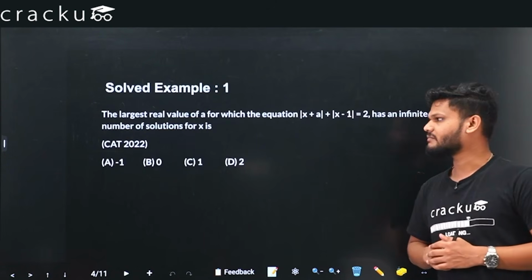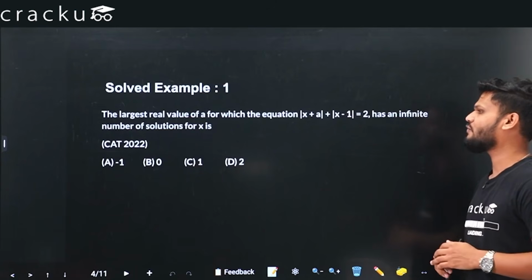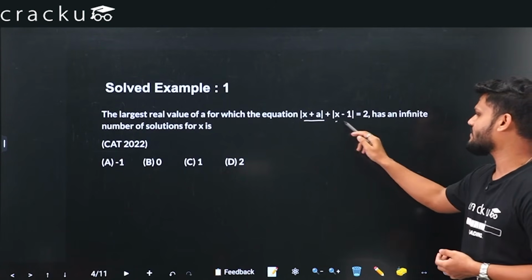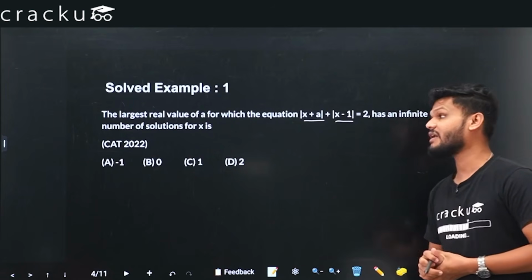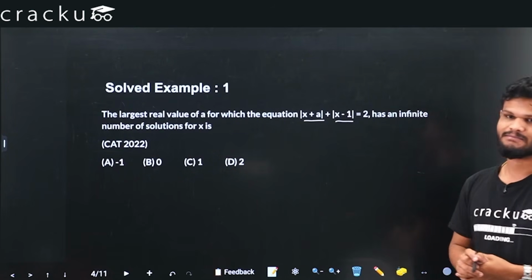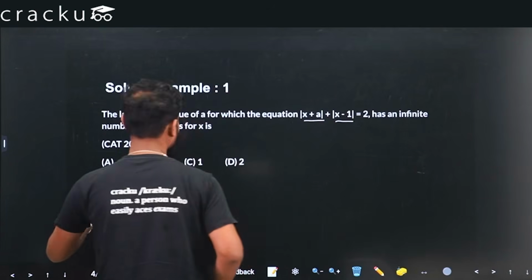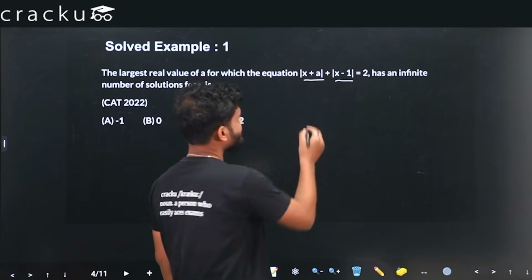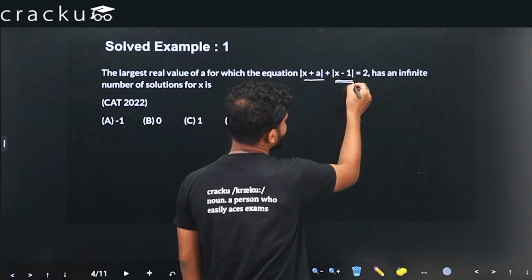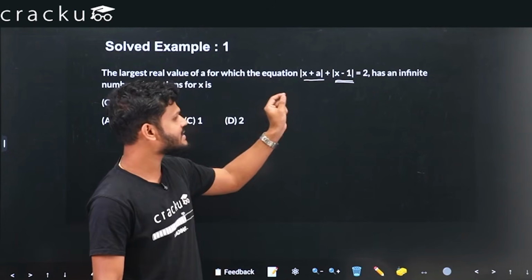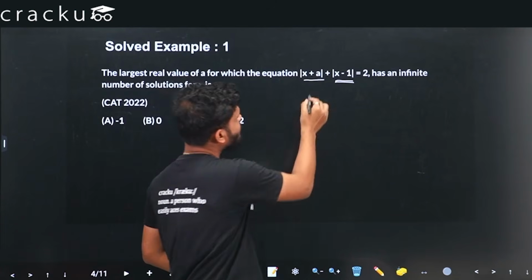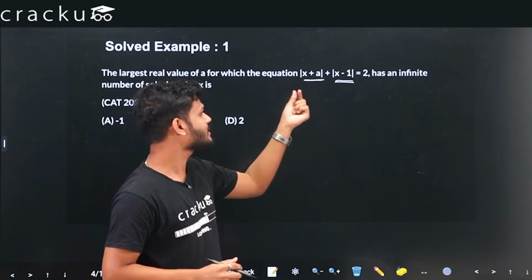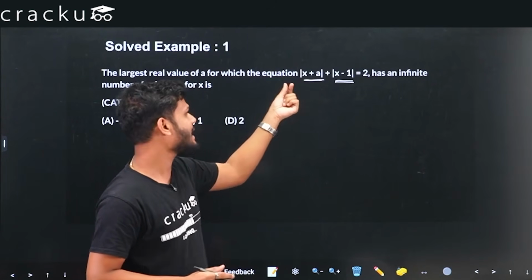So this is the question. It says: the largest real value of a for which the equation |x + a| + |x - 1| = 2 has an infinite number of solutions for x. If you know the concept that modulus is nothing but the distance between 2 points, what does |x - 1| suggest here? |x - 1| is the distance between x and 1. What does |x + a| suggest here? |x + a| suggests the distance between minus a and x.